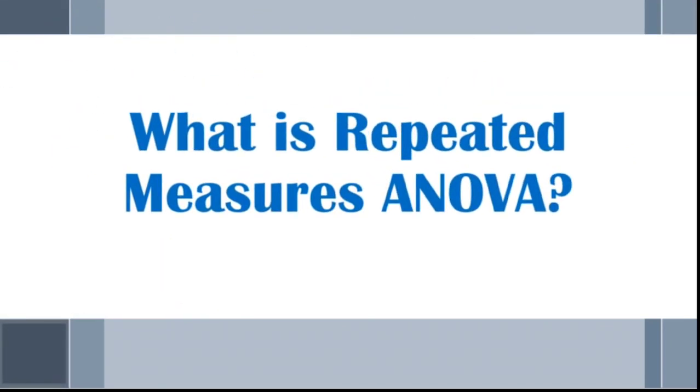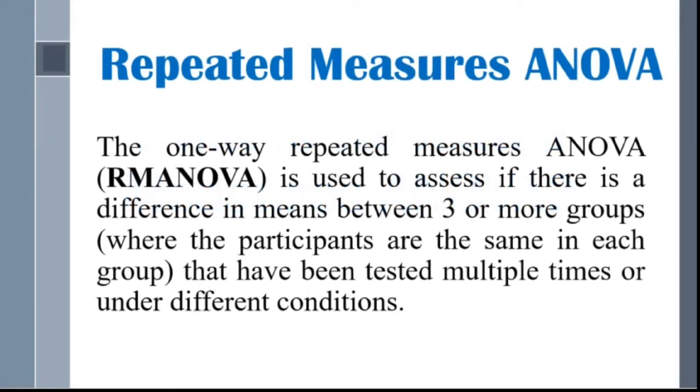What is repeated measures ANOVA? The one-way repeated measures ANOVA, or RM ANOVA, is used to assess if there is a difference in means between three or more groups where the participants are the same in each group that have been tested multiple times or under different conditions. It is the equivalent of the one-way ANOVA but for related, not independent groups, and is the extension of the dependent t-test. A repeated measures ANOVA is also referred to as a within subjects ANOVA or ANOVA for correlated samples. All these names imply the nature of the repeated measures ANOVA, that of a test to detect any overall differences between related means.